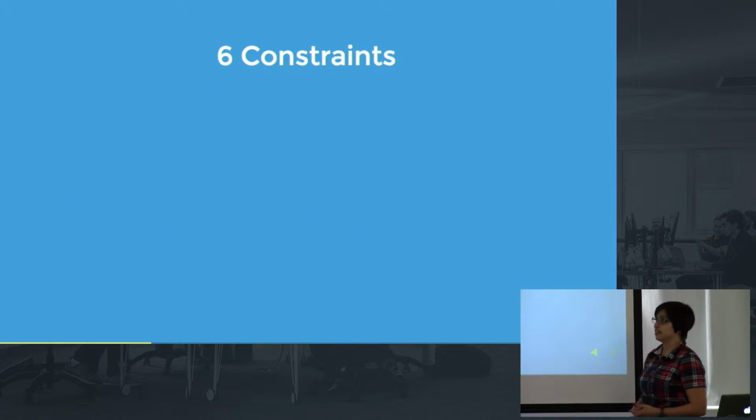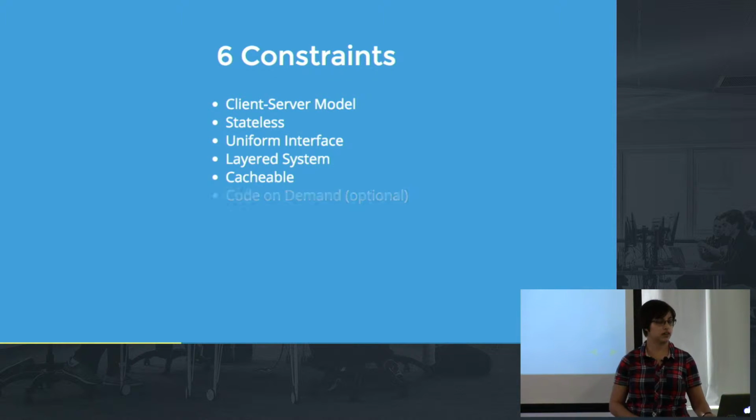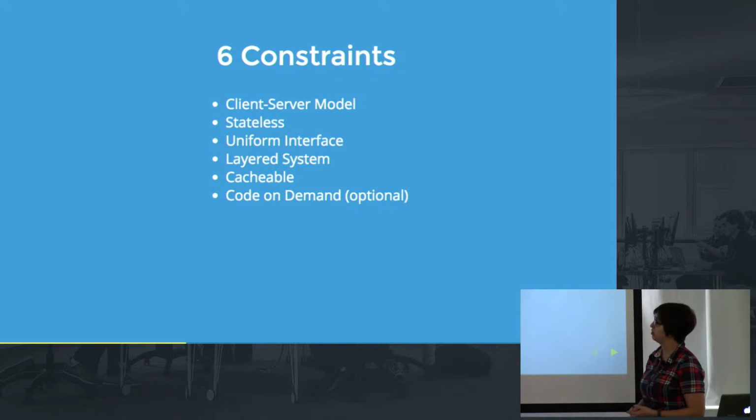So let's talk about these 6 constraints. I'm going to walk through them one by one. Here they are, listed out. The last one is optional. And I'm just going to explain what each of these means for us as web developers.